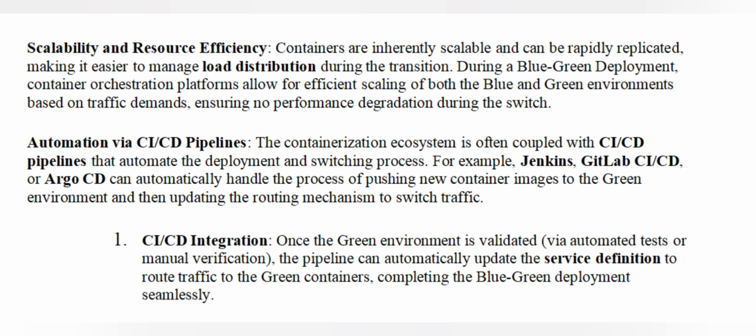During a blue-green deployment, container orchestration platforms allow for efficient scaling of both the blue and green environments based on traffic demands, ensuring no performance degradation during the switch. Automation via CI/CD pipelines. The containerization ecosystem is often coupled with CI/CD pipelines that automate the deployment and switching process. For example, Jenkins, GitLab CI/CD, or Argo CD can automatically handle the process of pushing new container images to the green environment and then updating the routing mechanism to switch traffic.